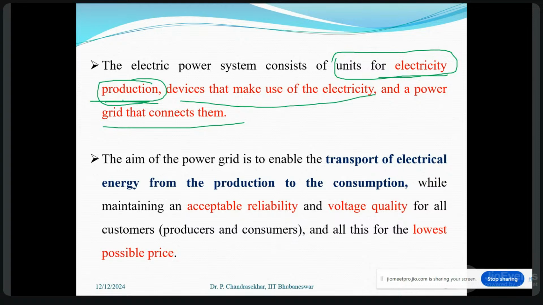Power generation. Generators, very good. So we're talking about the generators. The power system consists of generators. Thereafter, the devices that make use of the generated electricity. What do you mean by this?